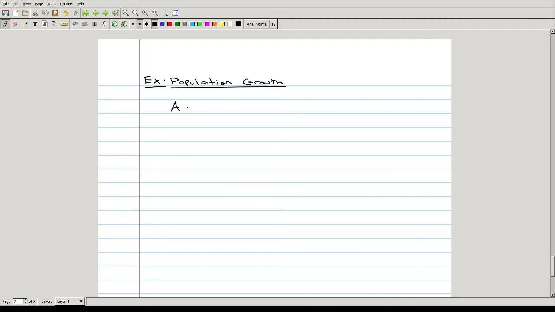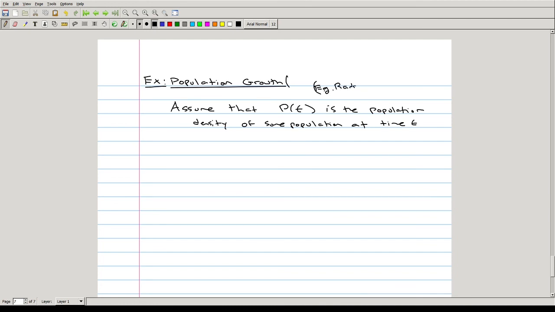So in general, we'll assume that P of t is some population or population density of some population at time t. This could be radioactive material or a chemical. Could be the number of cells in a cell colony. It could even be the spread of a virus, say.